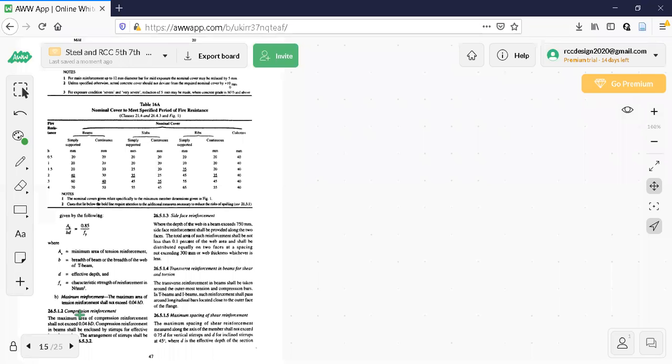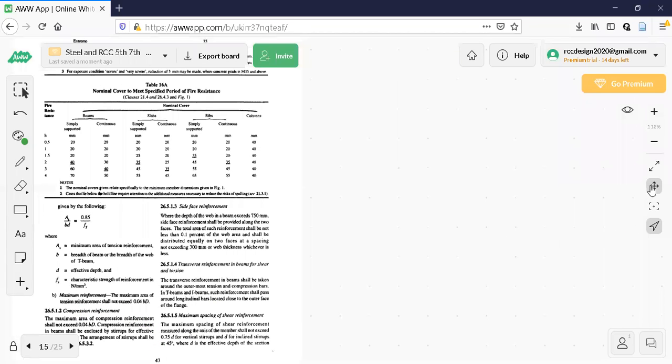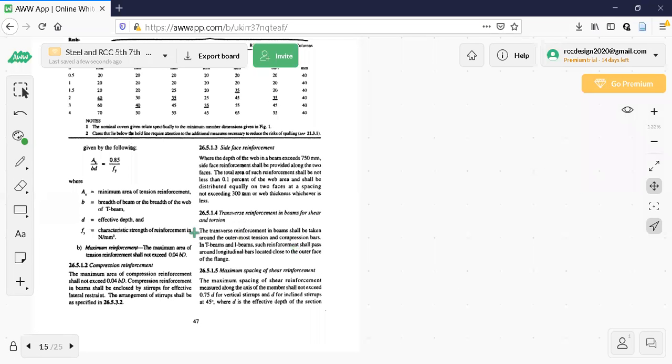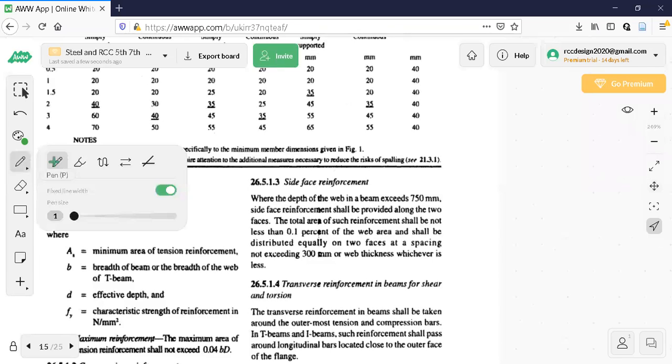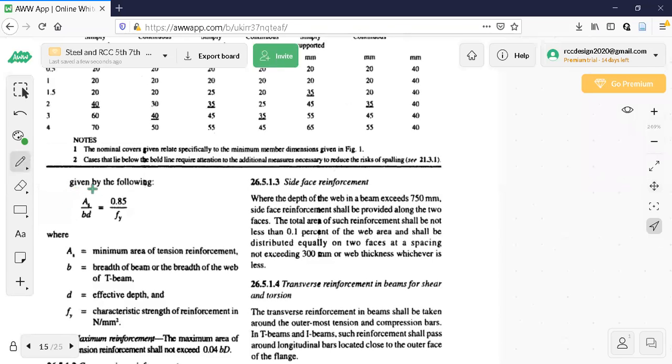It is here, see, page number 47. I have it in these notes. I have taken only specific pages which are useful for design, not the entire codebook. It is here, see. What I'm trying to tell you is this one.